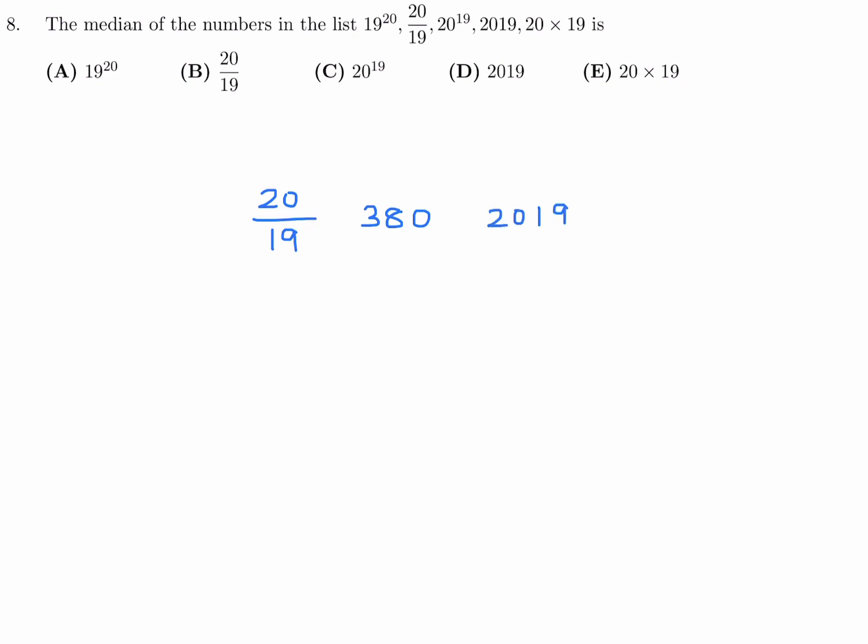And then these ones are really big, 19 to the power of 20 and 20 to the power of 19. Those are very, very big numbers. And it doesn't really matter which one is here or which one's here, because the middle number will not change. The middle number is always going to be 2019, regardless of how those are ranked. So don't worry about trying to figure out which one of those is bigger. Median is 2019. Number 8, the answer is D.